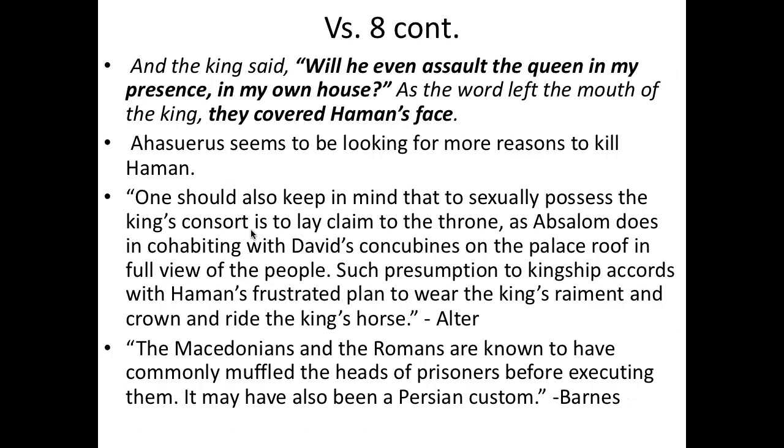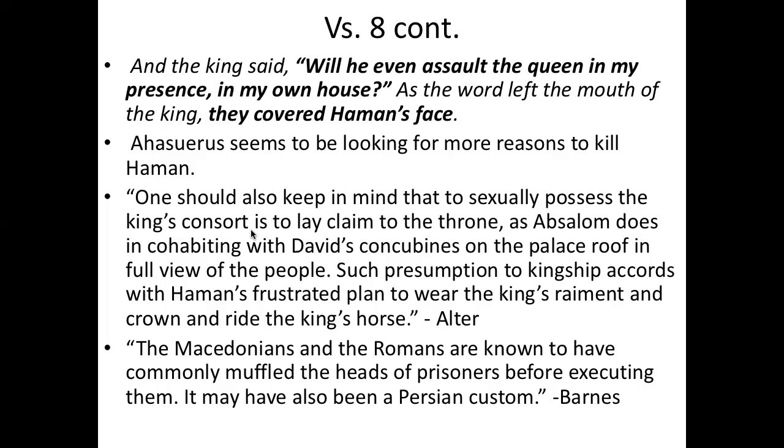So, a couple things here. First, it seems that Ahasuerus is looking for more reasons to kill Haman, because it would be hard to imagine that with all of that, and this guy's about to lose his life, I go into the garden, you come back, and then he's trying to seduce the queen. It seems to me like he would be looking for an excuse.